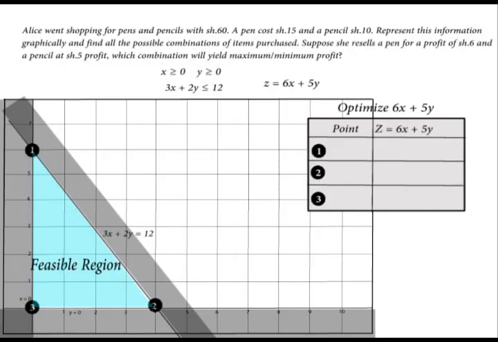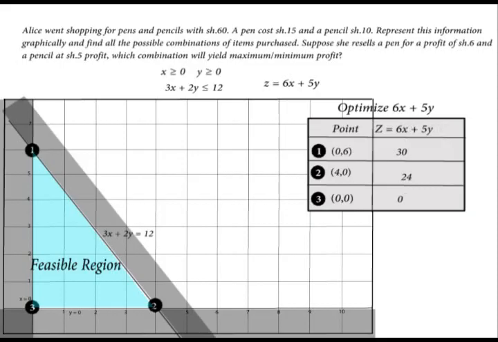At corner 1, the coordinates are (0, 6). Substituting in the objective function, we shall have 6 times 0 plus 5 times 6, giving us 30. At corner 2, the coordinates are (4, 0). Substituting in the objective function, we have 6 times 4 plus 5 times 0, giving us 24. Corner 3, the coordinates are (0, 0). If we substitute, we end up with 0.